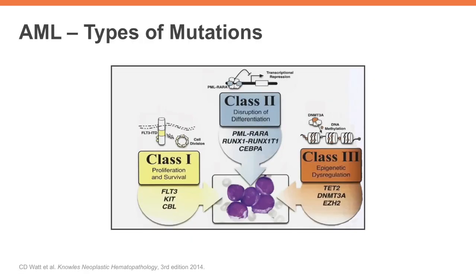Mutations are also incredibly important in AML, and we now know that AML results as a direct consequence of different classes of mutations, whether it's class 1 mutations that affect proliferation and survival with FLT3, KIT, and CBL as some of the genes involved, class 2 genes which disrupt differentiation such as PML-RARA, RUNX1, RUNX1T1, and CBF alpha, or there's class 3 genes that affect epigenetic dysregulation, such as TET2, DNMT3A, and EZH2.